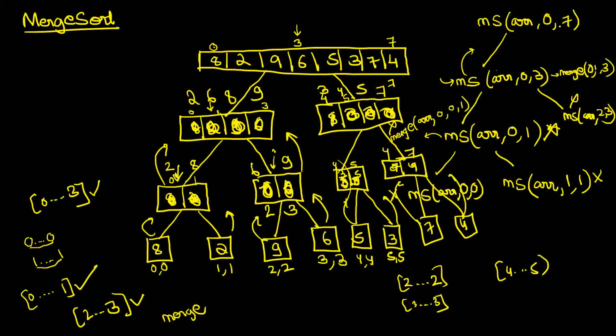Now I come back to merge sort 0, 7. What do I see? From index 0 to 3 is a sorted sequence, and from index 4 till 7 is a sorted sequence. So this time I will call a merge. My L is this, my mid is this, and my R is this.